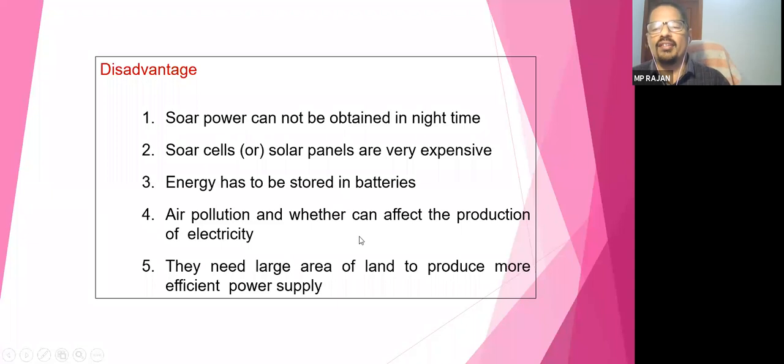Air pollution and some other calamities may affect the production of electricity. Not only the night problem, if there is dust near a factory, the dust fumes from the factory will be deposited on the top layer of the solar panel, which prevents the diffusion of photon activation. So the light gets obstructed. So you have to do frequent cleaning.